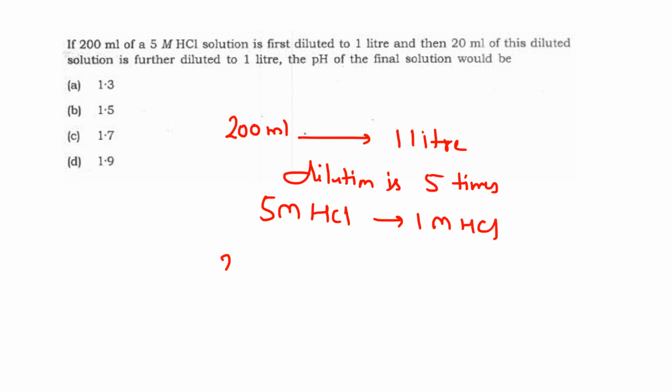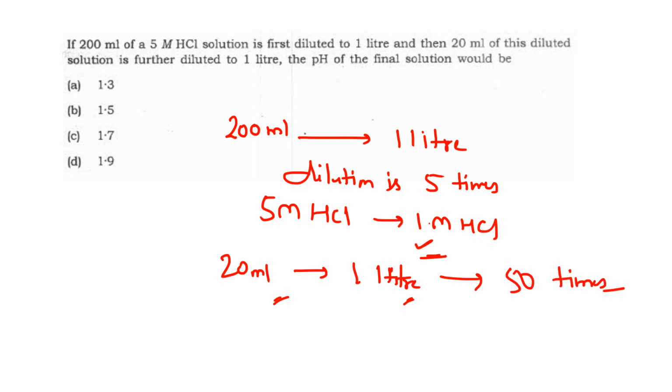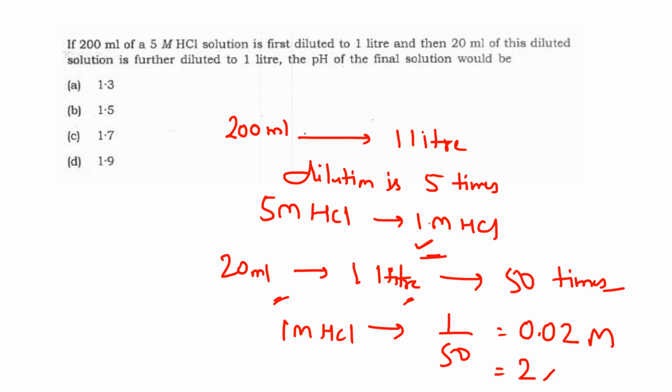Now the 20 ml of this 1 molar HCl, it is written here, 20 ml of this diluted solution. That means 20 ml of this 1 molar HCl solution is further diluted to 1 liter. Okay. So if 20 ml is being diluted into 1 liter, now the dilution is 50 times. So 1 molar HCl will become 50 times diluted. So that will be 0.02 molar, or we can write 2 into 10 to the power minus 2 molar.